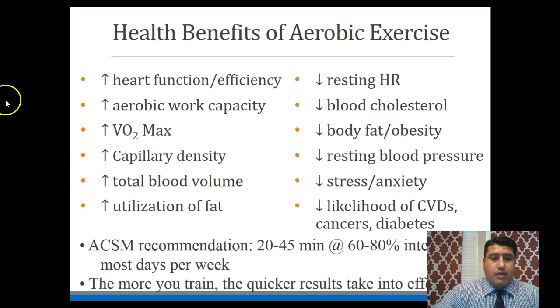Okay, you'll have an increase in capillary density. Obviously, we have a cardiovascular system that sends blood throughout the body. Well, with increased physical activity and fitness, your body realizes that it needs more highways to the muscles. So it develops a new capillary system that allows more oxygen and more blood to be sent to the muscles.